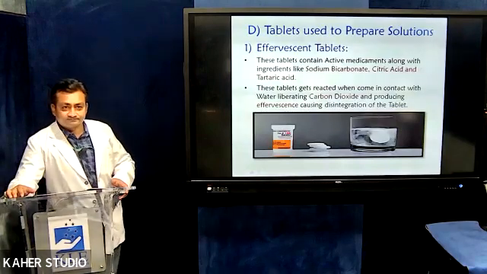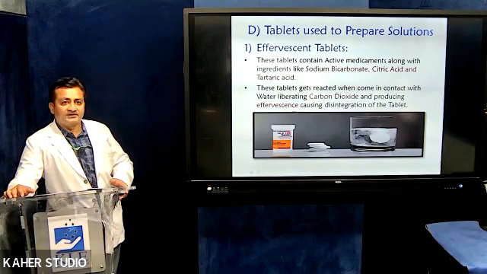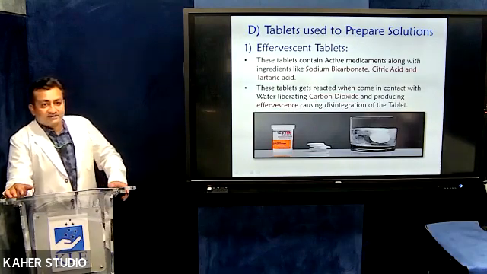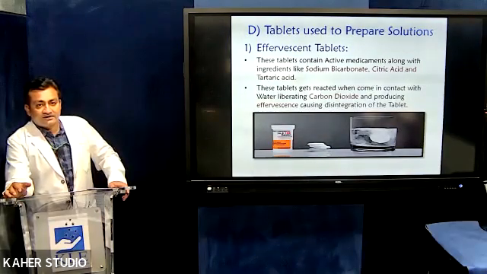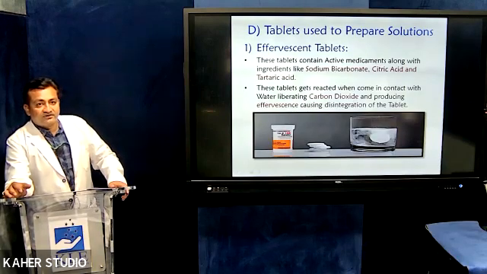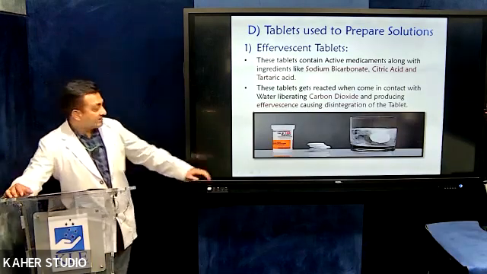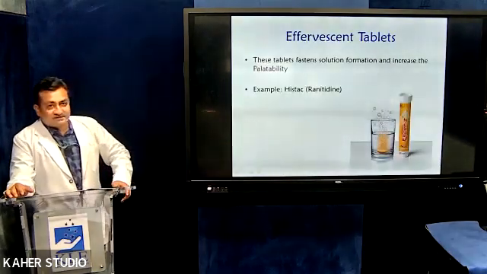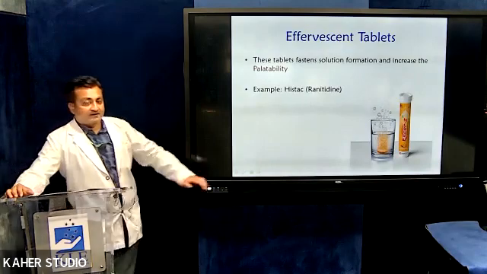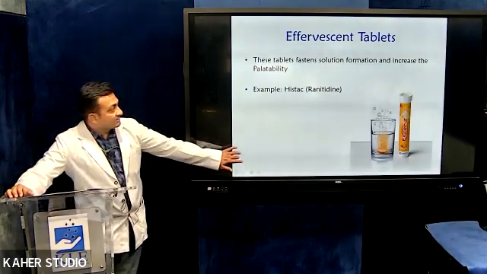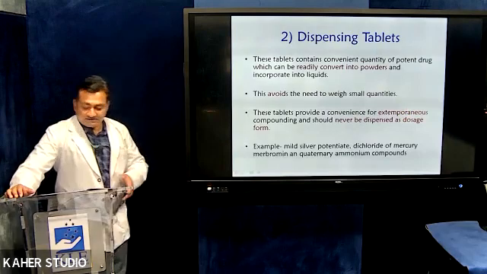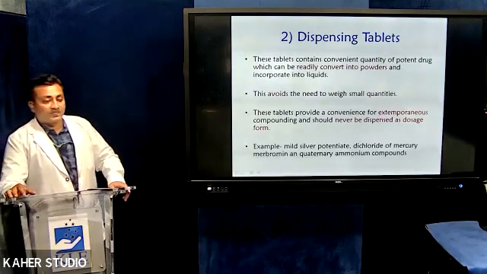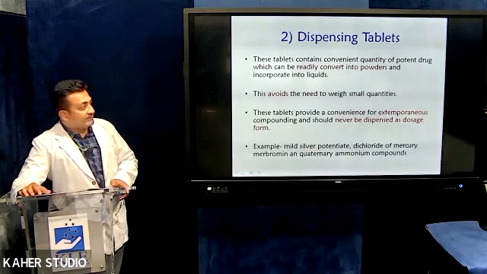Effervescent tablets. These tablets contain active medicaments along with ingredients like sodium bicarbonate, citric acid, and tartaric acid. These tablets react when they come in contact with water and liberate carbon dioxide and produce effervescence, causing disintegration of the tablet, and the tablet goes into the solution state. Example, Histac, that is ranitidine, or you can take another example. There are a number of example tablets which are used to prepare effervescence.